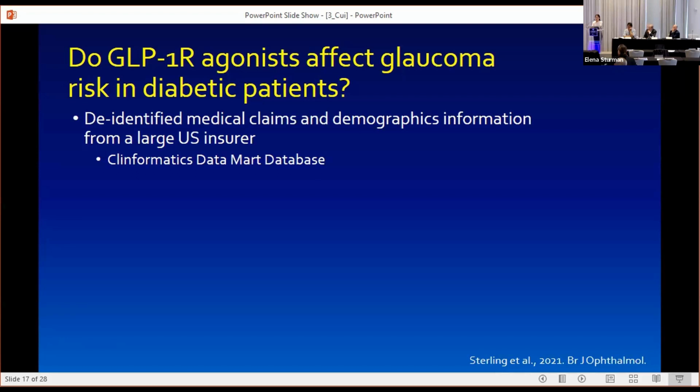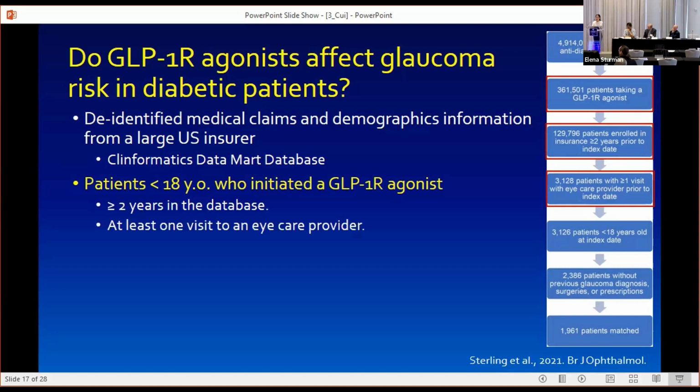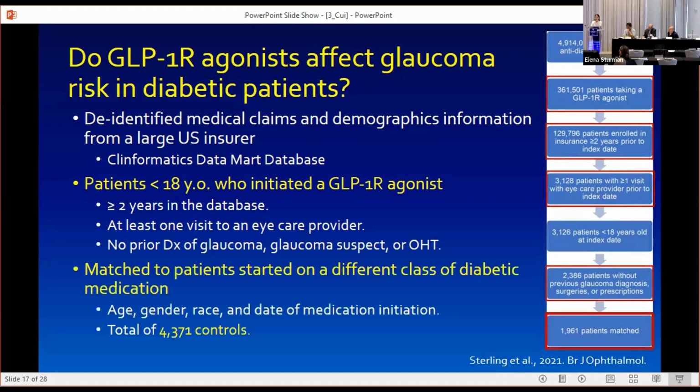So in collaboration with Brian Vanderbeek, who trained with Josh actually at Michigan, we used the Clinformatics DataMart database, which is the same database that Josh had just talked about, which contains de-identified medical claims and demographics information from a large US insurer to answer this question. We selected for patients who are younger than 18 years of age, who initiated GLP-1 receptor agonists, who have greater than 2 years in the database, have had at least one visit to an eye care provider, and do not have a prior diagnosis of glaucoma suspect or ocular hypertension.